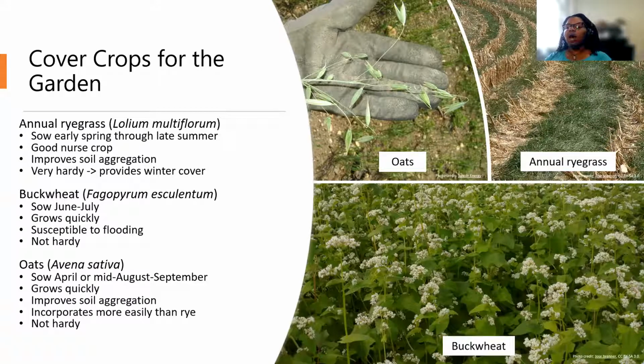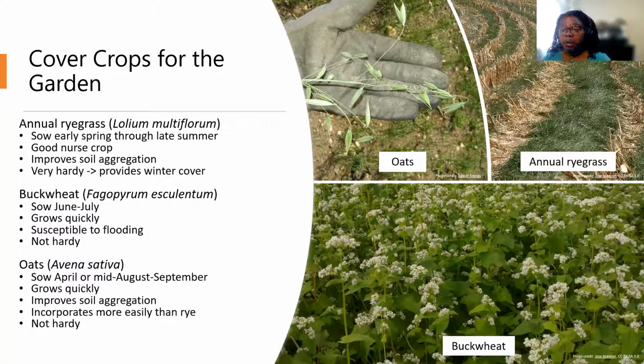And like buckwheat and annual ryegrass, it tends to grow relatively quickly, so it tends to be a pretty good nurse crop like annual ryegrass. It improves soil aggregation, but you might be thinking, why would I use oats versus rye? Well, there's a few reasons. One, oats incorporate into the soil and break down more quickly than rye does. So if that's something that you're concerned about, I would go with oats.